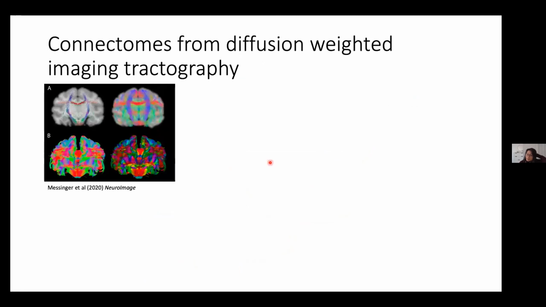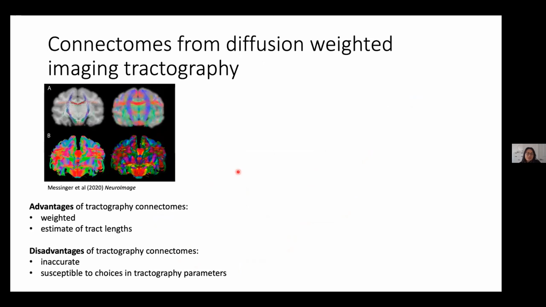And so, although especially in the macaque now in recent years, we've been able to acquire diffusion weighted imaging data at incredibly high resolutions and produce these really nice whole brain estimations of structural connectivity, there are still disadvantages to those tractography connectomes. One is that they can be inaccurate, and the second is that they can be susceptible to particular choices in tractography algorithms and parameters.